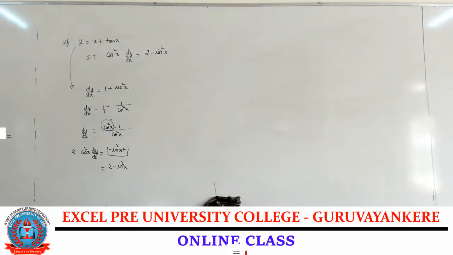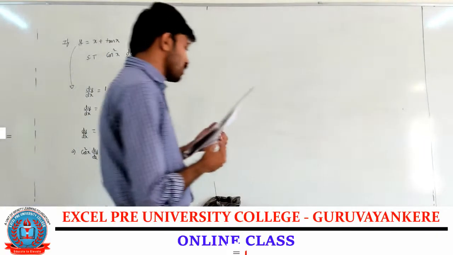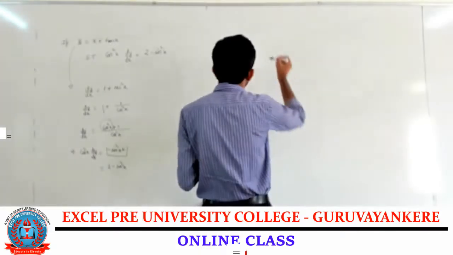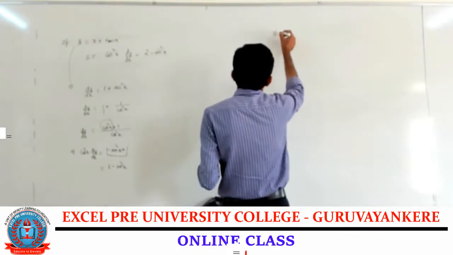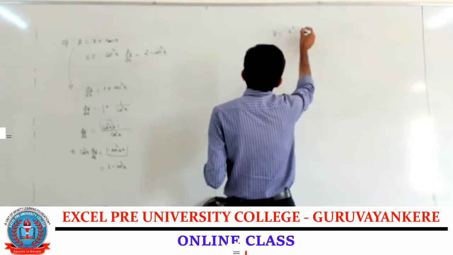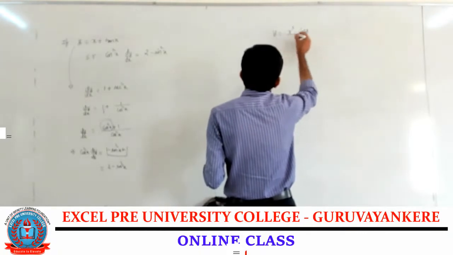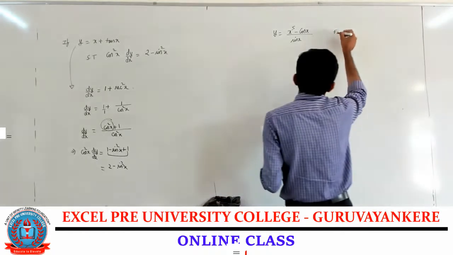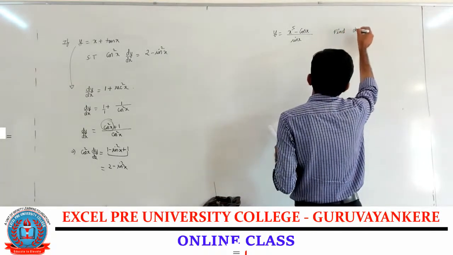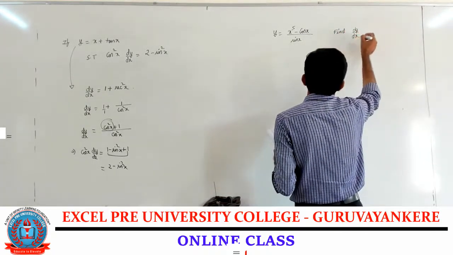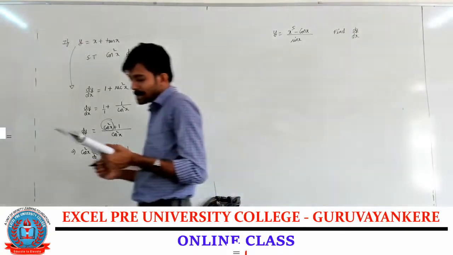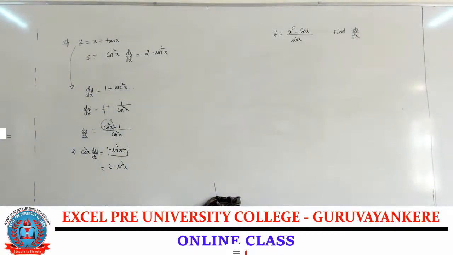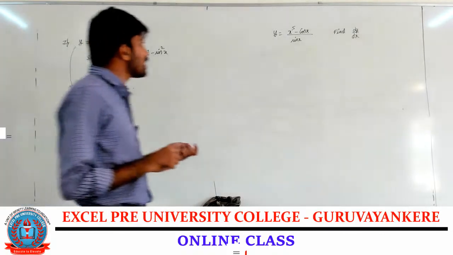Next one, y equals x power 5 minus cos x, whole divided by sin x. Find dy by dx.